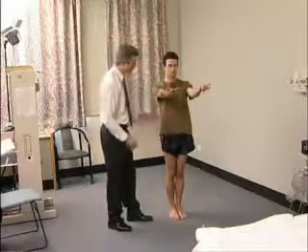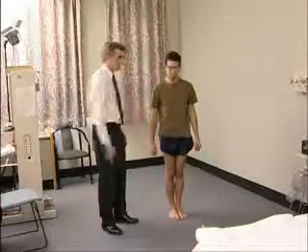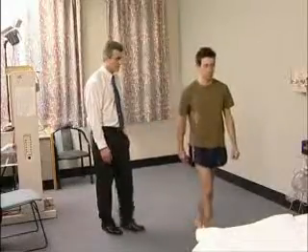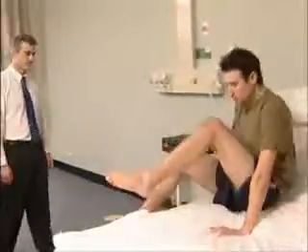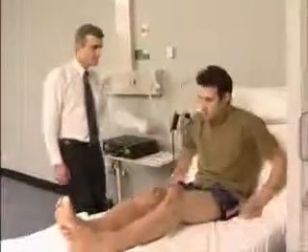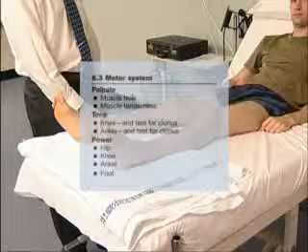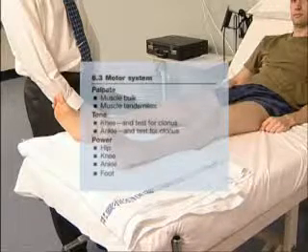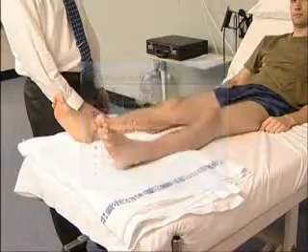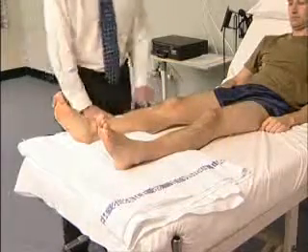All right, that's very good. All right, open your eyes, and if you wouldn't mind just hopping back into bed. Now ask the patient to lie down. Keep the legs exposed. Look for muscle abnormalities, fasciculations and tremor.